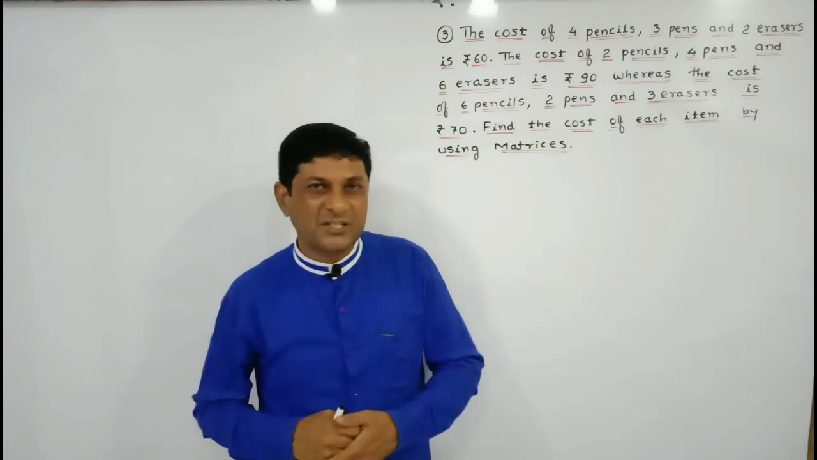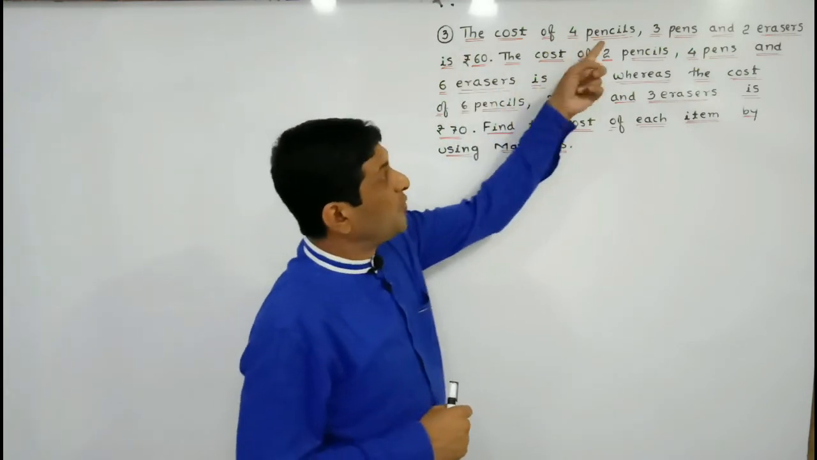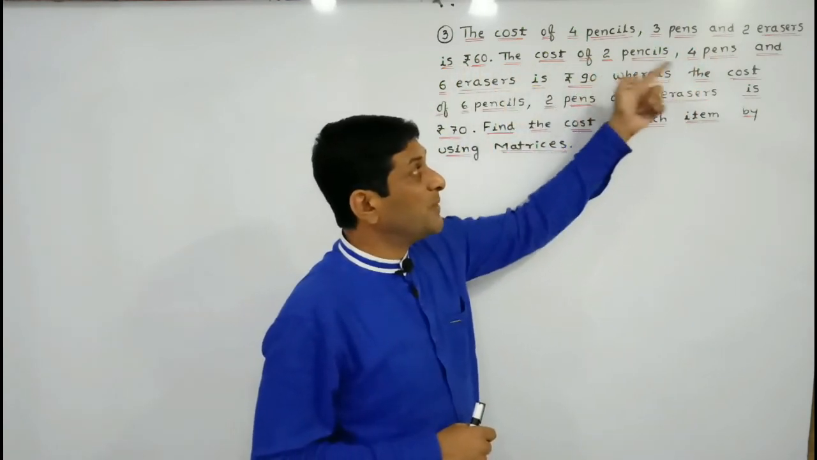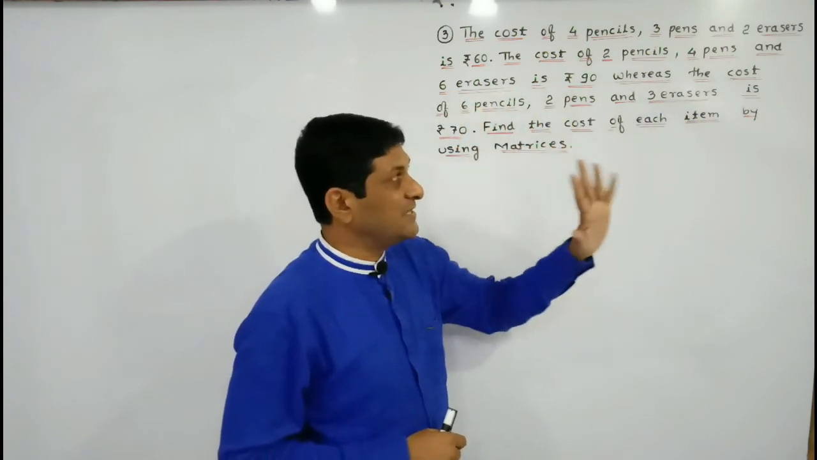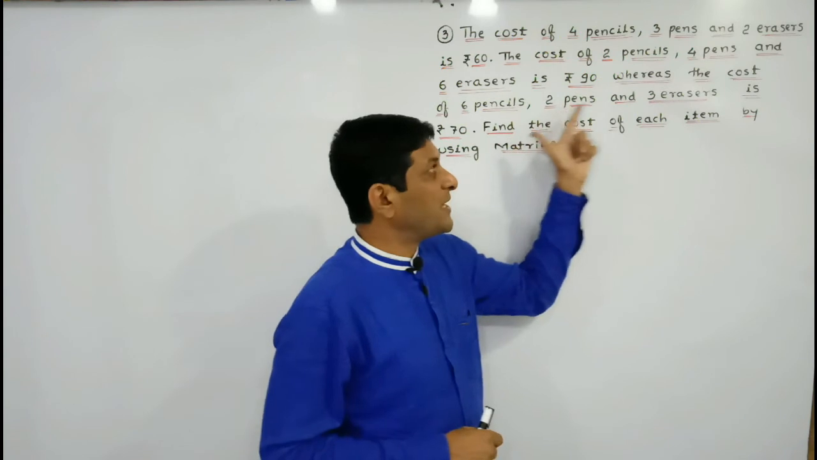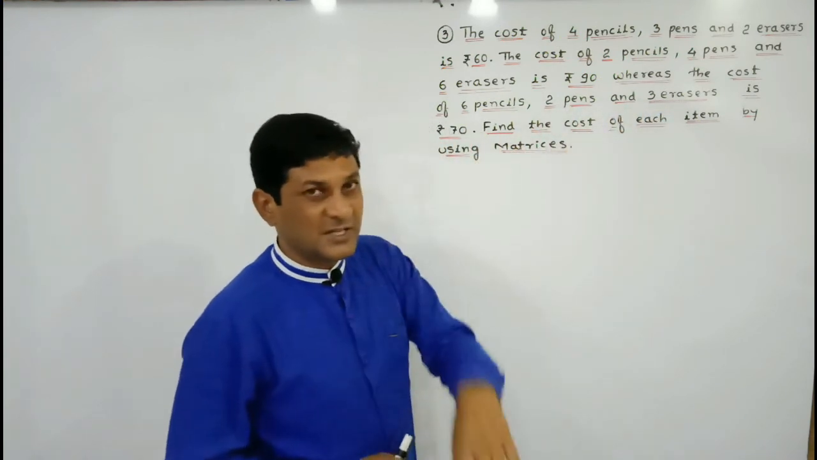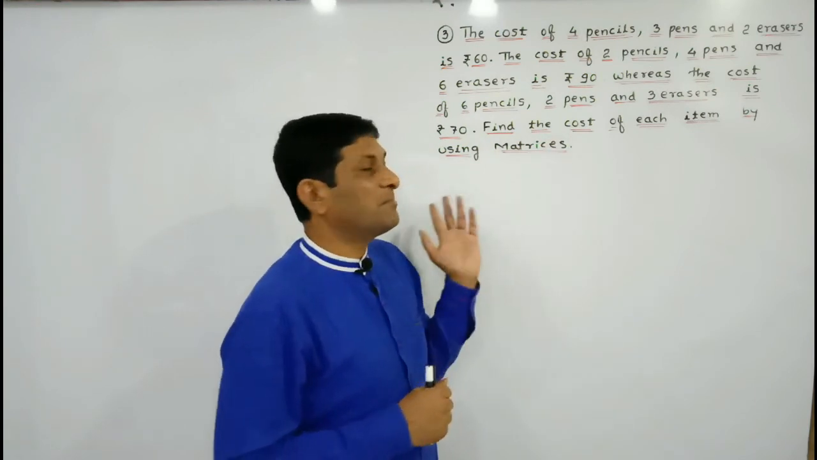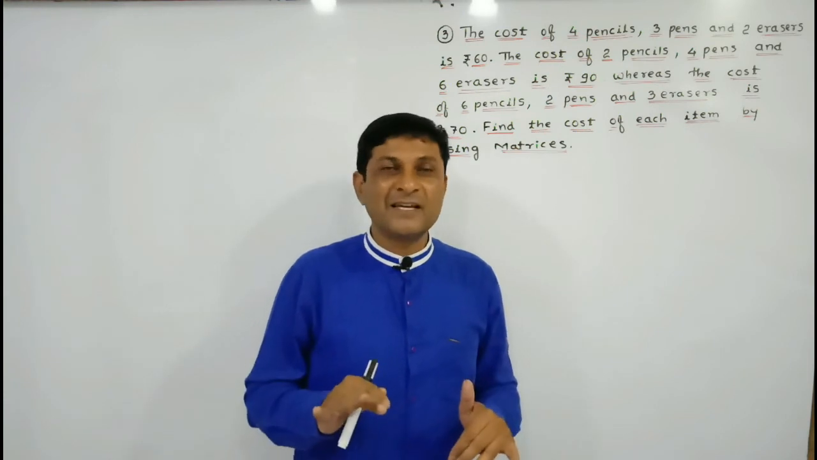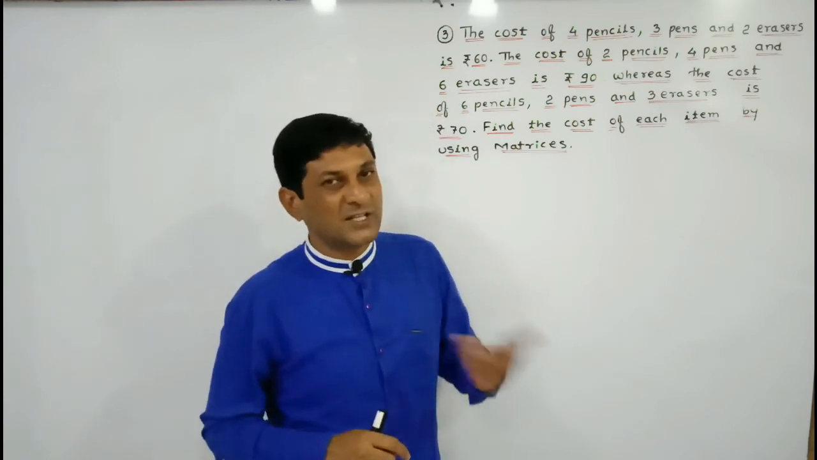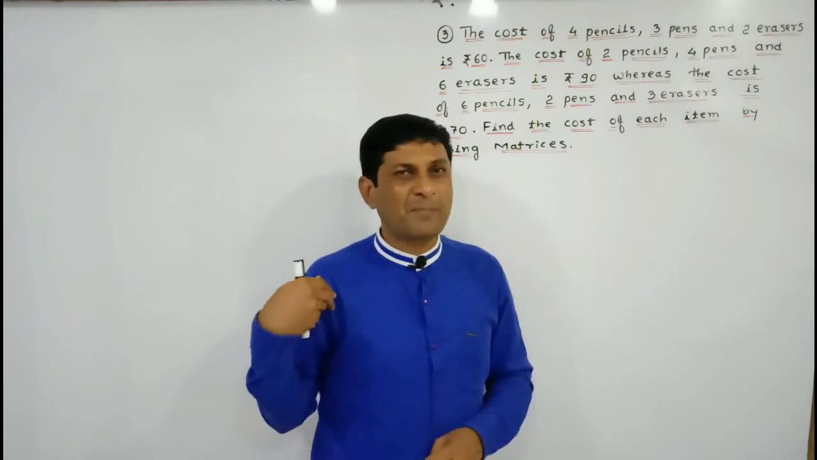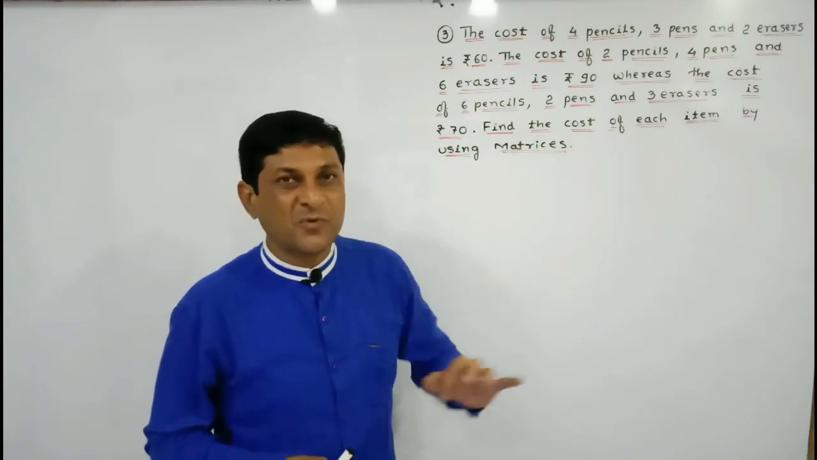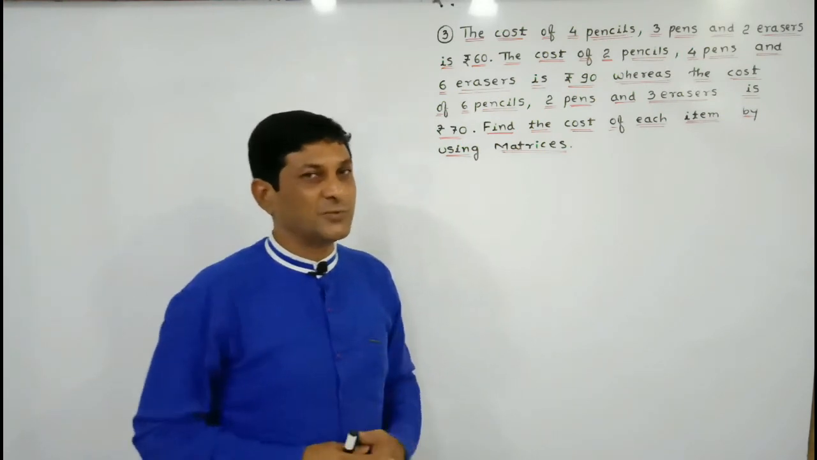So observe the given conditions in this example. The cost of 4 pencils, 3 pens and 2 erasers is rupees 60. This is the first condition. Second condition, the cost of 2 pencils, 4 pens and 6 erasers is rupees 90, whereas the cost of 6 pencils, 2 pens and 3 erasers is rupees 70. So 3 conditions are given to us, and using these 3 conditions, the question is to find the cost of each item by using matrices. In matrices we have seen 2 methods to solve linear equations. So applying any one of these 2 methods, we are able to solve this example. But before that, we have to form the equations using the given conditions.